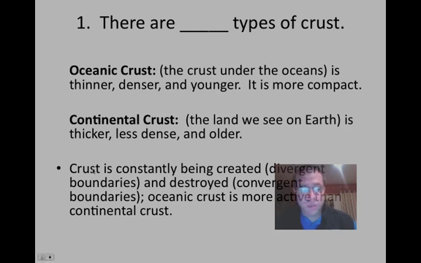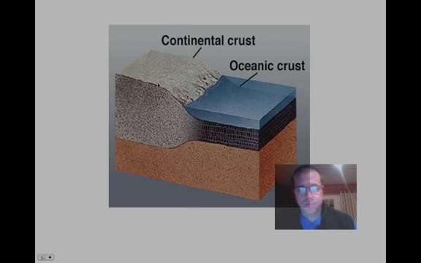The reason it's much older is it says down here, crust is constantly being created at divergent boundaries and destroyed at convergent boundaries. This would be subduction zones, really where oceanic crust is meeting continental crust, and because it's more dense, that oceanic crust is subducting underneath the continental crust. So oceanic crust is far more active than the continental crust, which is why it is younger than any of that continental crust that we're seeing.